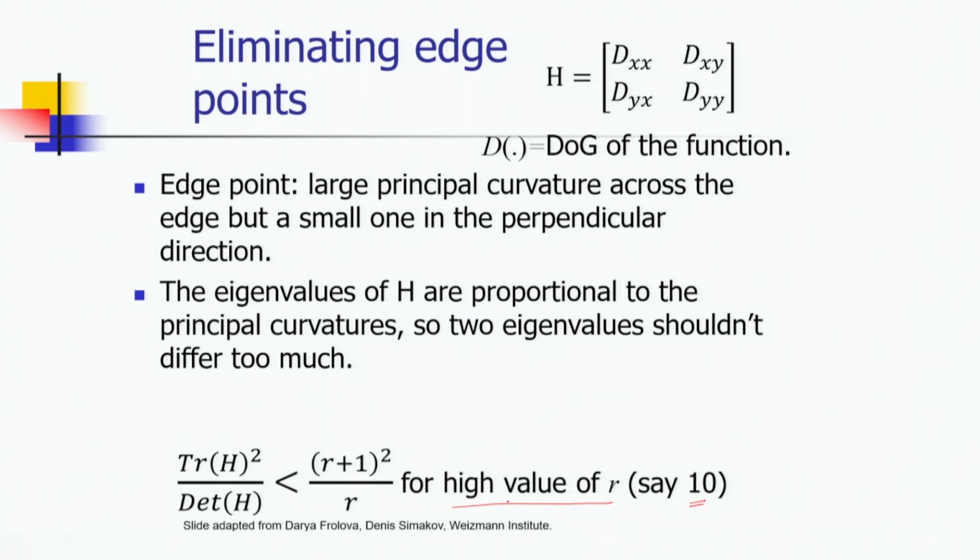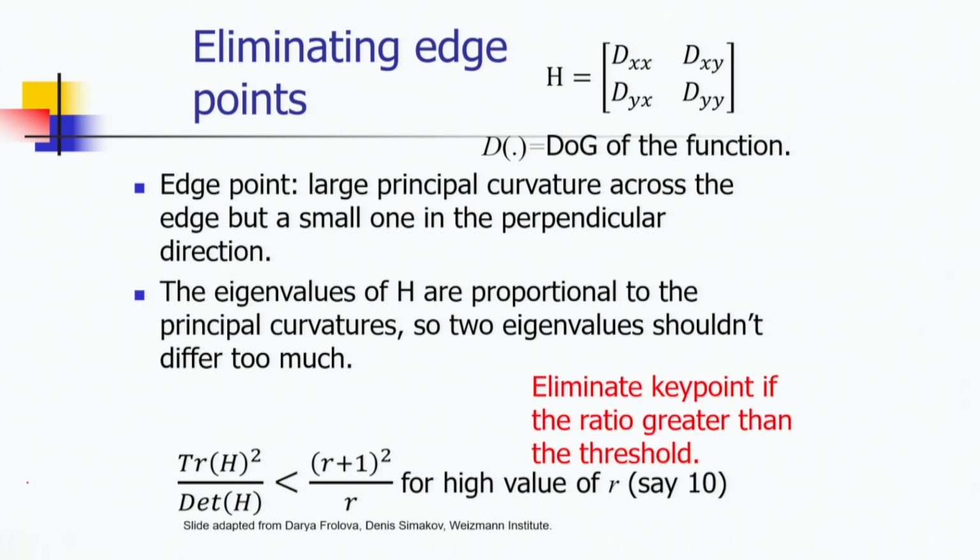So, suppose R is 10, which means this value is 11 squared by 10. Say, if I put R equal to 10, it is 11, so it is 1.21. So, if the value is less than 1.21, then we accept those points. So, we eliminate a key point if the ratio is greater than this threshold.